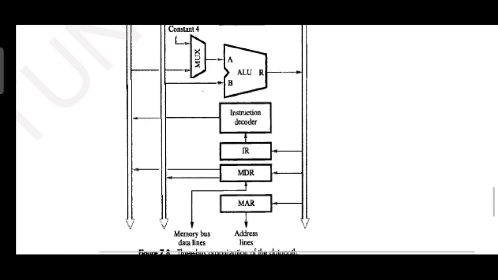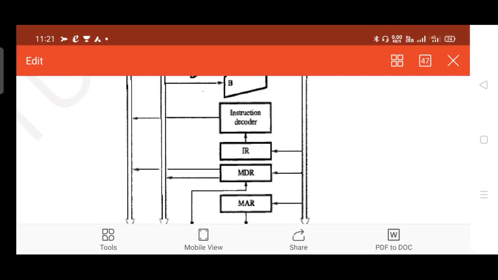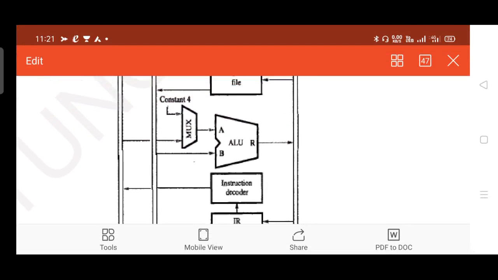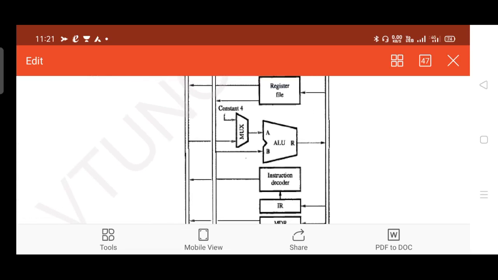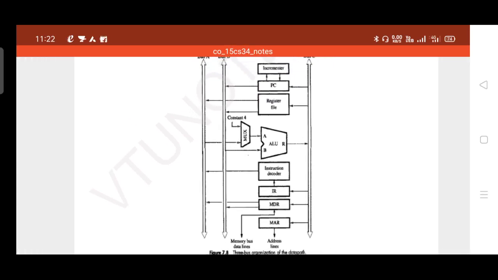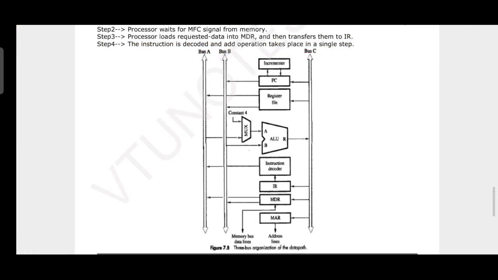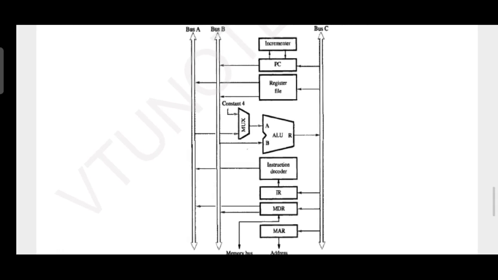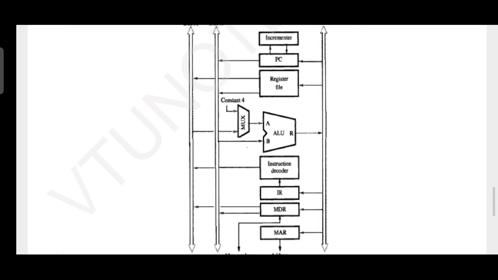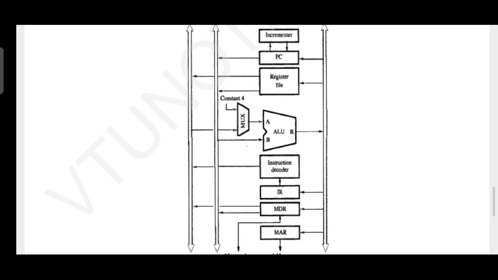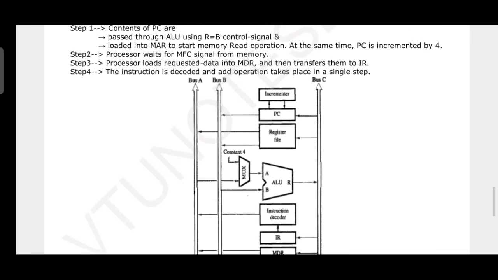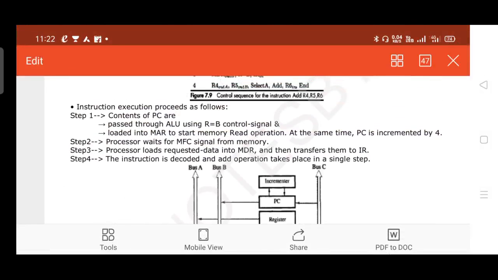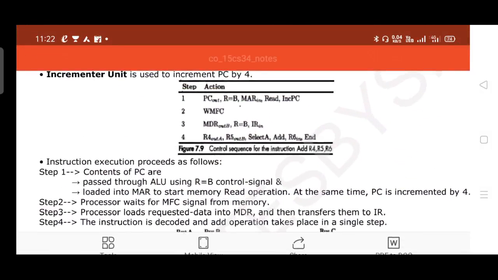That's the sequence or steps we are supposed to follow. So this configuration you should learn. Please note down this diagram, draw this diagram in your notebook. 3 bus organization of data path. There is an incrementer, a PC, register file, ALU, instruction decoder, IR, MDR and MAR. Draw the arrow marks appropriately. Then let us discuss this.